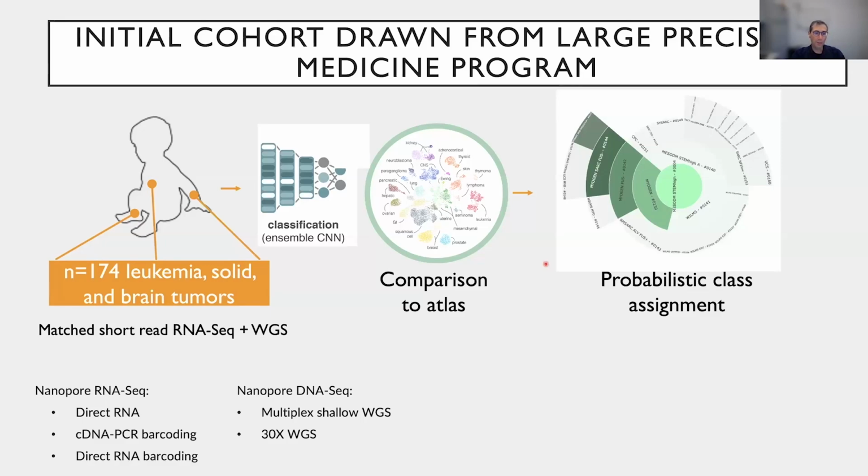We did both direct RNA sequencing, cDNA PCR barcoded RNA sequencing, as well as the new multiplex version of the direct RNA sequencing. We also did a number of samples, put them through the Nanopore DNA sequencing, looking at methylation analysis. That's still ongoing, both by shallow as well as deep whole genome sequencing, and put it through the exact same classifier using the same workflow as I already presented.